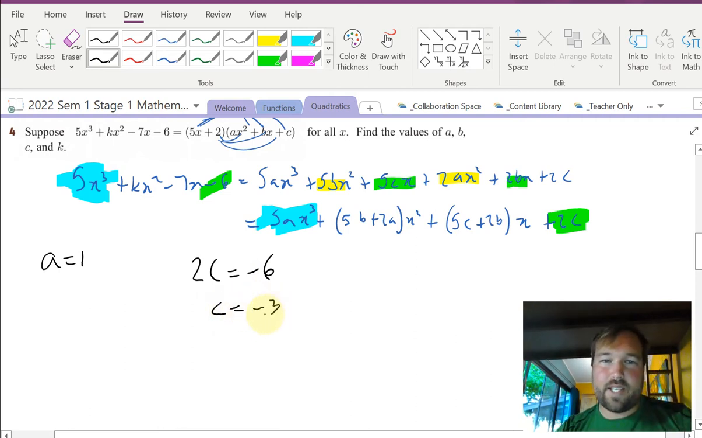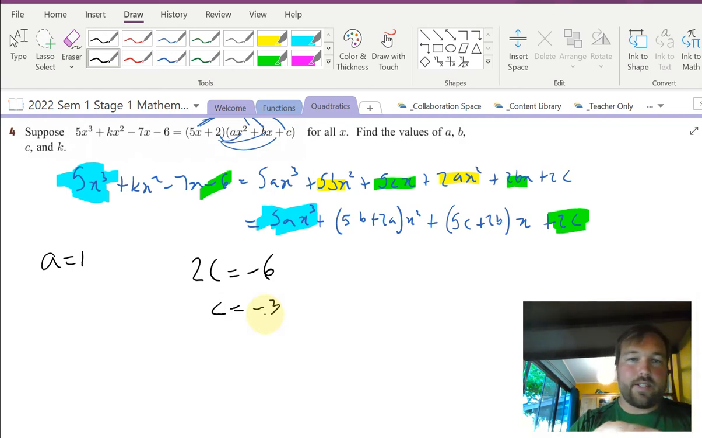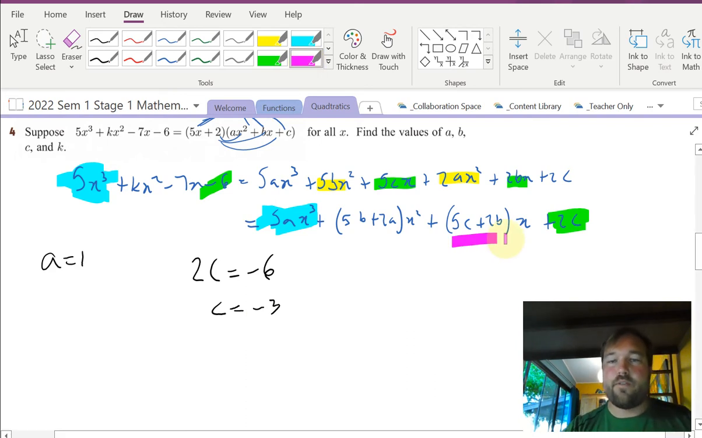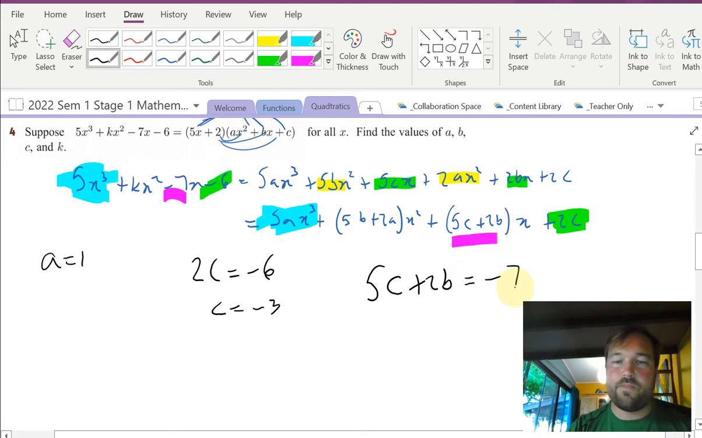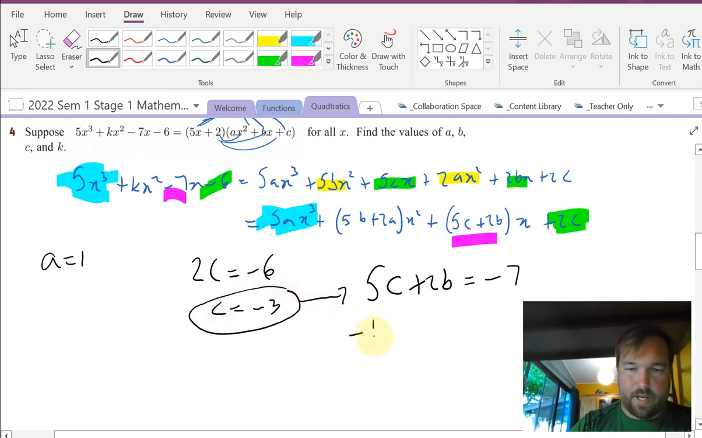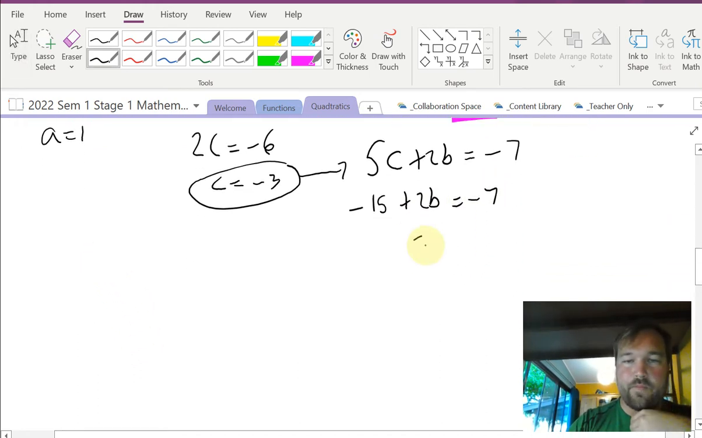Alright, that gives us a couple of powerful tools in terms of solving the middle ones. I would next aim for this one, 5c plus 2b, and I'd recognize that is equal to minus 7. So 5c plus 2b equals negative 7. Now, good news is we already know what c is. It's negative 3. This means minus 15 plus 2b equals negative 7. I would then add 15 to both sides. 2b equals 8, b equals 4.